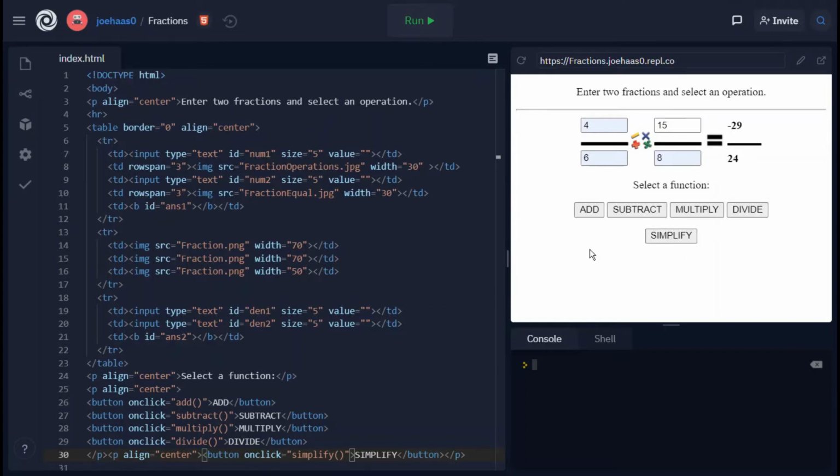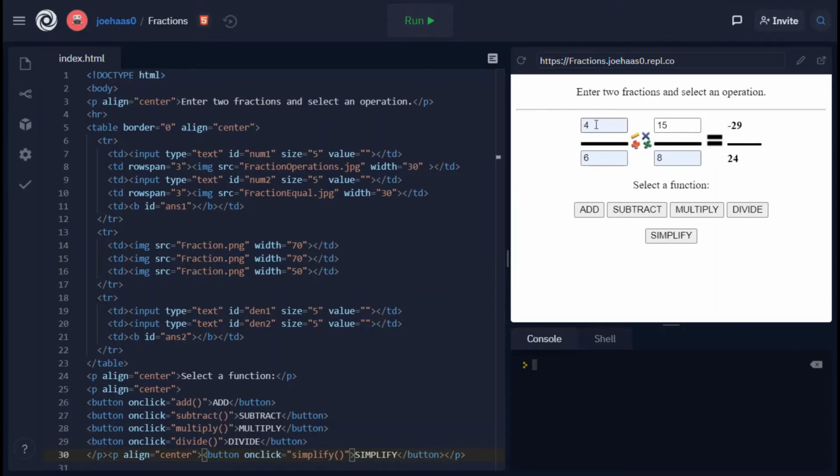So you need to write five functions, actually: a function to add, one to subtract, one to multiply, one to divide, and one to simplify. And I have the HTML part of this written for you, of course. So these are input type text boxes.